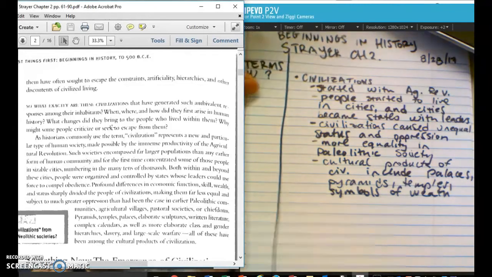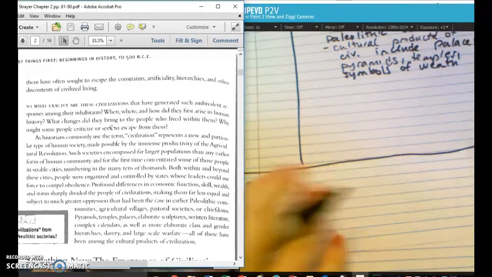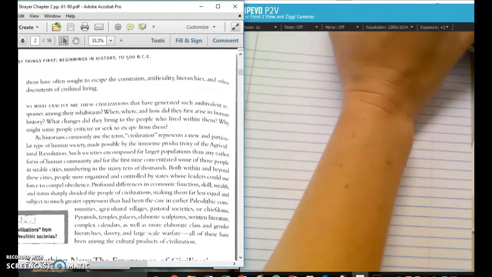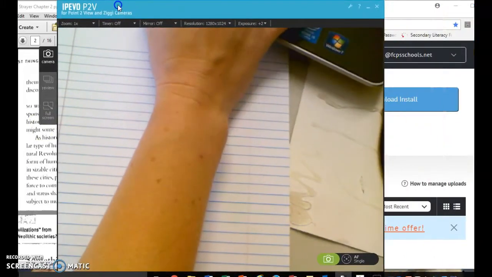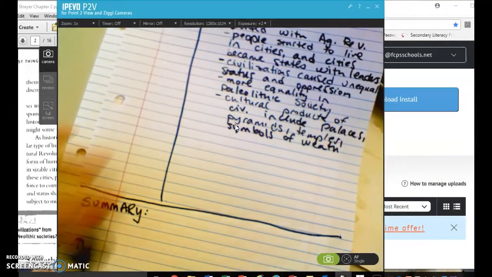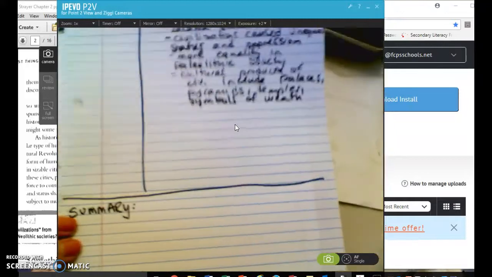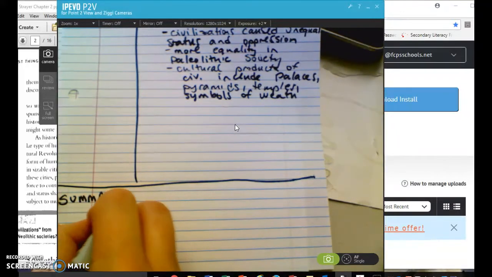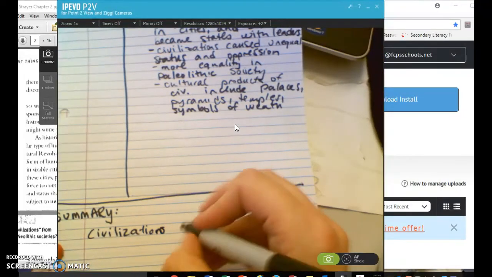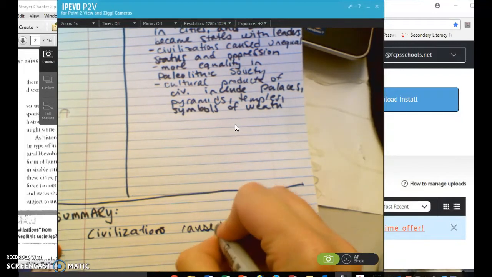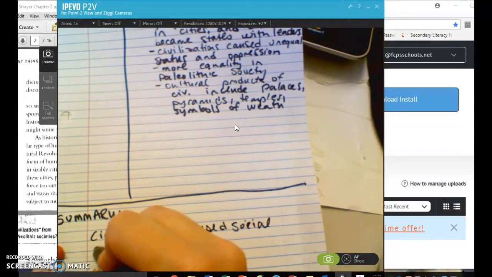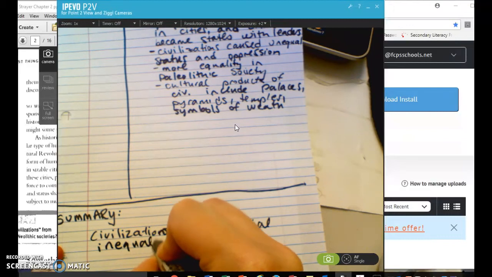To me, it sounds like a big point that they're trying to make is that civilizations started some social class inequality. So in this case, we want to say civilizations caused social inequality.